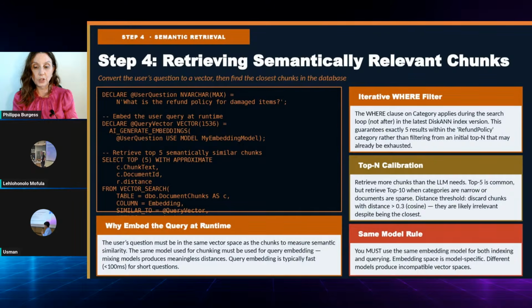The iterative WHERE filter: the WHERE clause on category applies during the search loop, not after, in the latest DiskANN index version. This guarantees exactly 5 results within the refund policy category, rather than filtering from an initial top N that may already be exhausted. Top N calibration: retrieve more chunks than the LLM needs. Top 5 is common, but retrieve top 10 when categories are narrow or documents are sparse. Distance threshold: discard chunks with a distance greater than 0.3 cosine. They are likely irrelevant despite being closest.